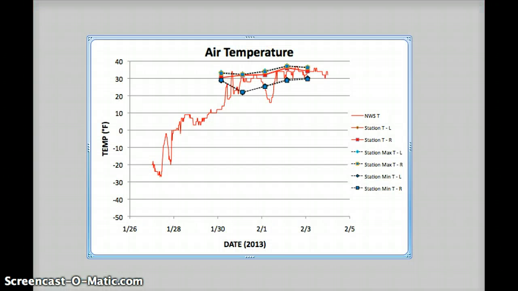Here's my temperature chart for the week of my observations. As you can see, my observations obviously started on the 30th and ended on the 3rd. I'm just going to begin with giving you guys the data that I collected from that week, and then I'll correlate it with what the National Weather Service data relates.